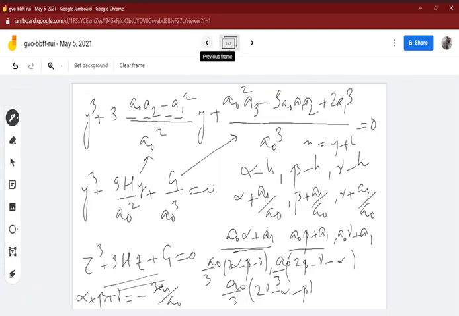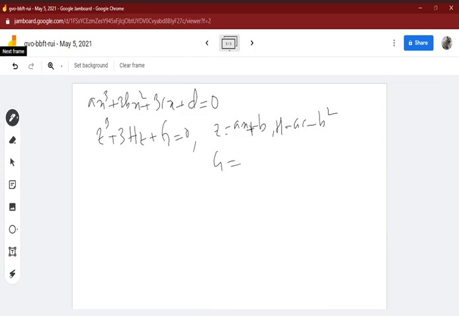a0 square d minus 3abc plus twice a2 b cube. So this is a square d minus thrice abc plus twice b cube. So these are our coefficients h and g. Now to solve this equation, we will start with let z equals u plus v. So this is our solution.